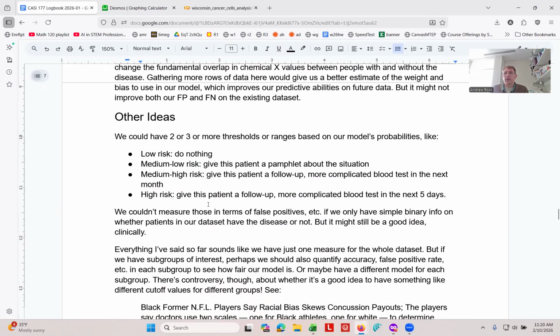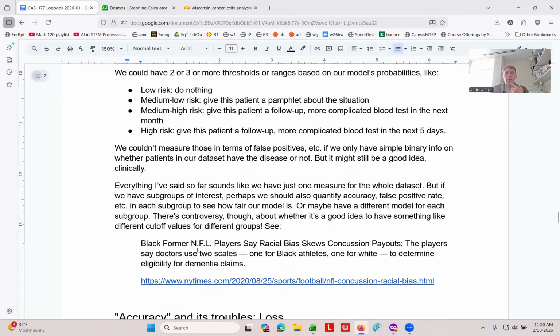Everything I've said so far sounds like we have just one measure for the whole data set, like false positives across all people, all 1,000 people in the data set. But if we have subgroups of interest, maybe we should also try to quantify accuracy, positive rate, false positive rate, et cetera, in each subgroup to see how fair our model is, or maybe have a different model for each subgroup. That's controversial, though, sometimes, whether that's a good idea, or especially different cutoff values for different groups. There are issues about having different cutoffs that induce lawsuits, and it's a big societal question that the medical community is dealing with, the legal community, all kinds of people.